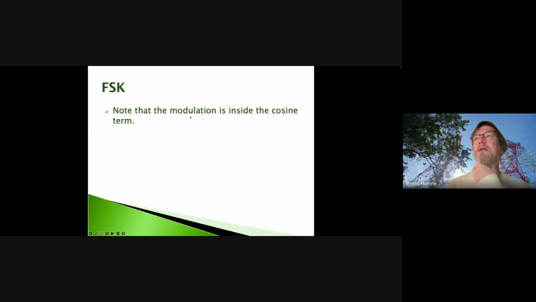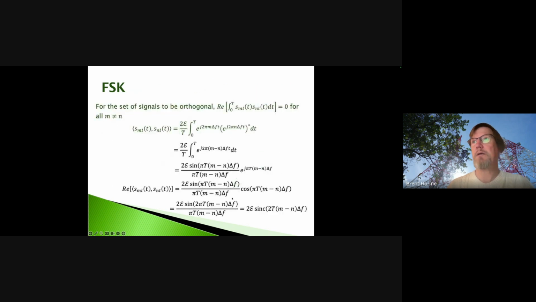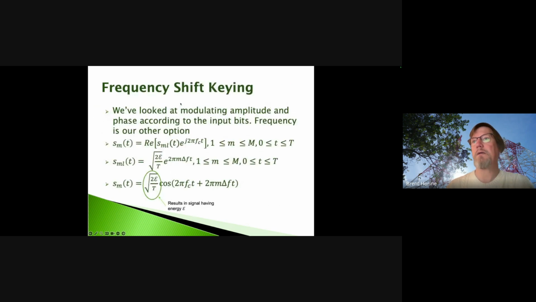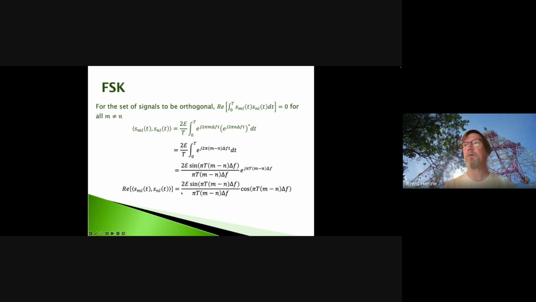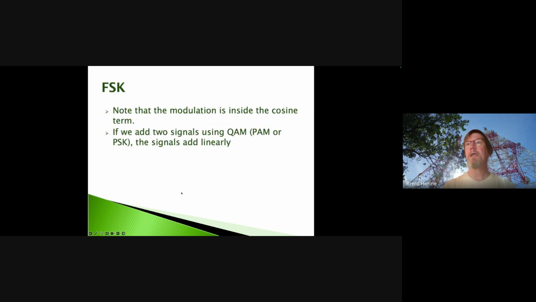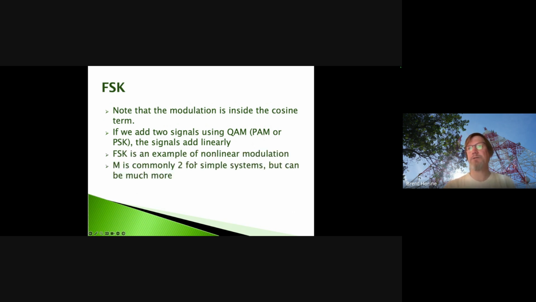So note that the modulation of FSK is inside the cosine term, right? Let's go back here. So here we're modulating, but it's inside a cosine term. So it's not linear anymore, right? And if we add two signals using QAM, or more, that QAM's kind of the general approach, but PAM or even PSK, the signals add linearly, right? FSK is an example of nonlinear modulation, right?